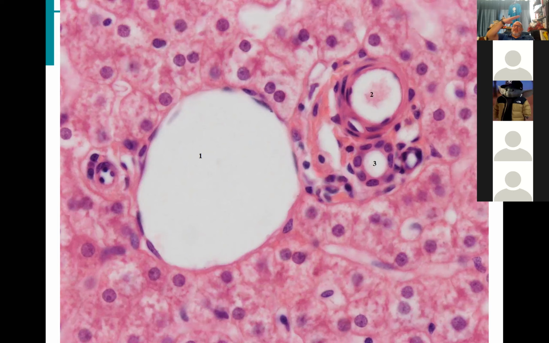Yeah, it's just indicating that they're rows. The same way they use that term cord plates means the same thing. It's just a row of those cells.